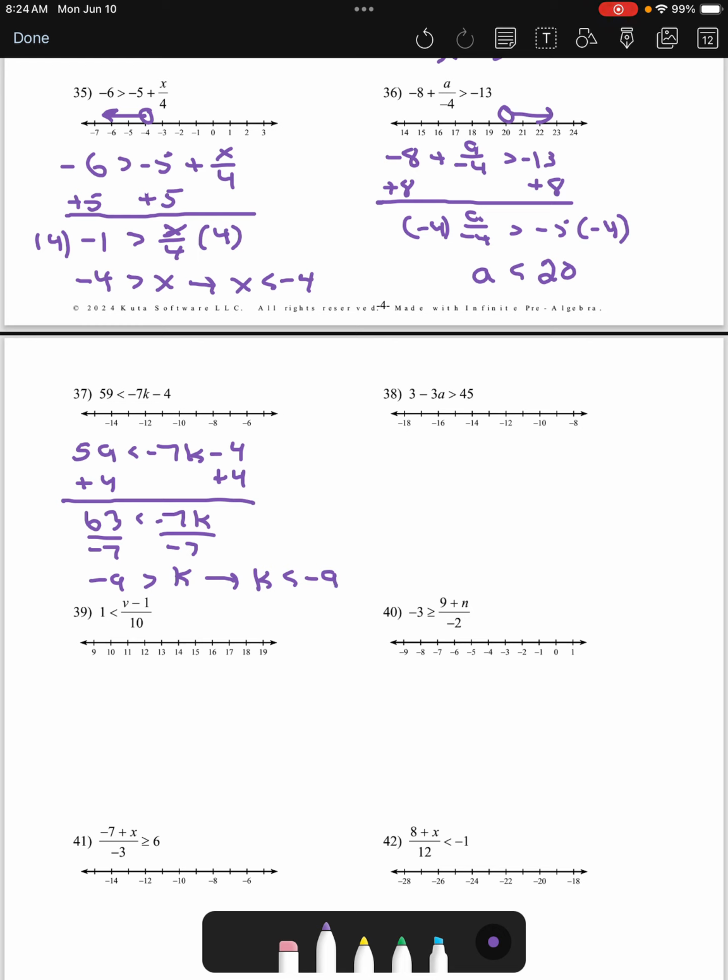And before we graph, we're going to need to flip this entire bottom statement. K is less than negative 9. Just so much easier to graph when the variable comes first. So let's see. Circle at negative 9. Don't fill it in. Arrow to the left.